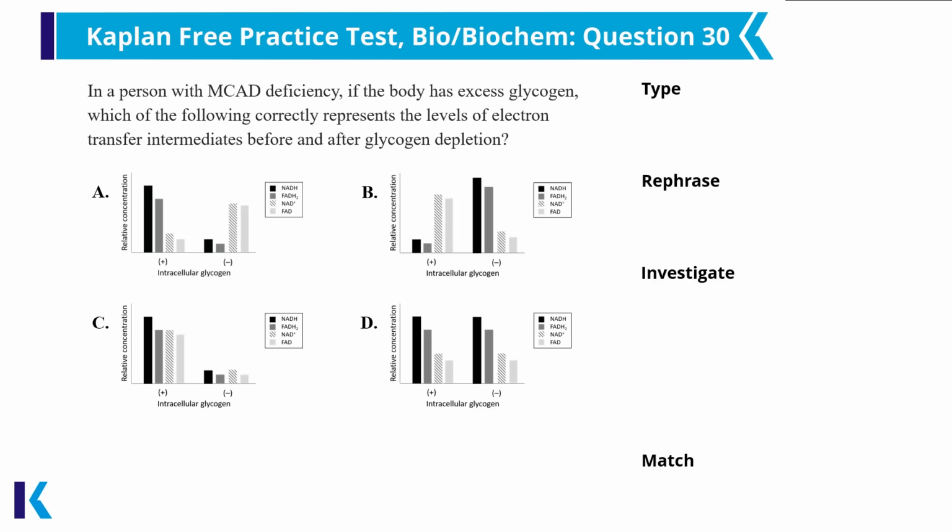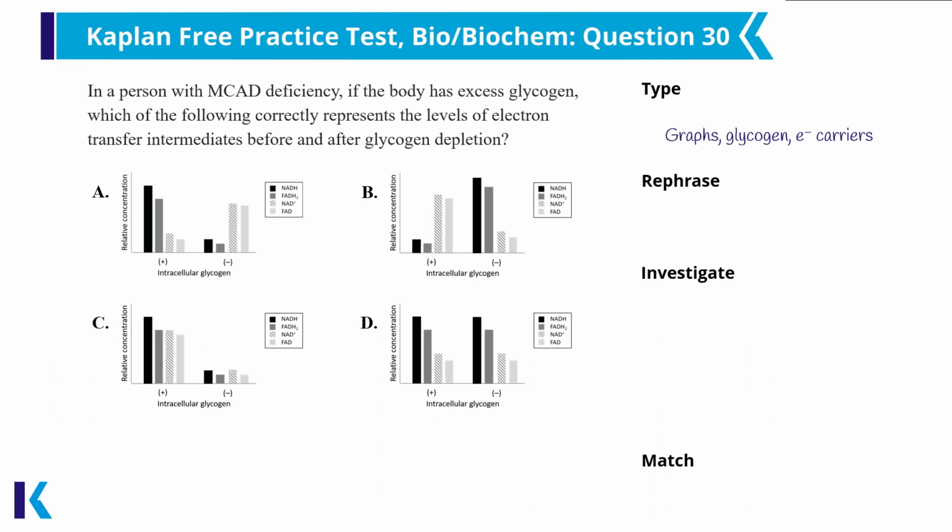In my initial glance through question 30, I noticed that there are graphs in the answer choices with glycogen on the x-axis and electron carriers in the legend. I know that when there are graphs as answer choices, it can be a bit overwhelming to precisely predict what's going on, so my general approach will be identifying one trend at a time, then eliminating as I go.